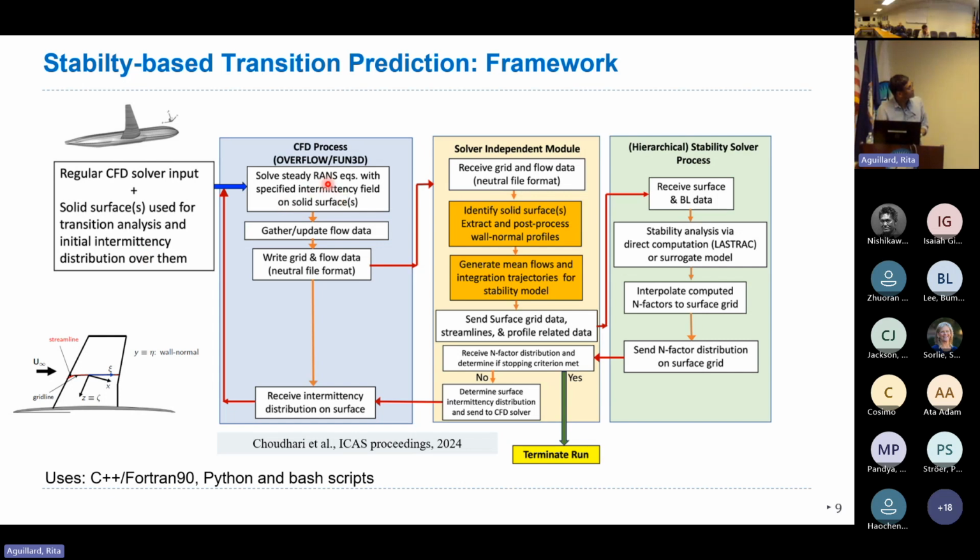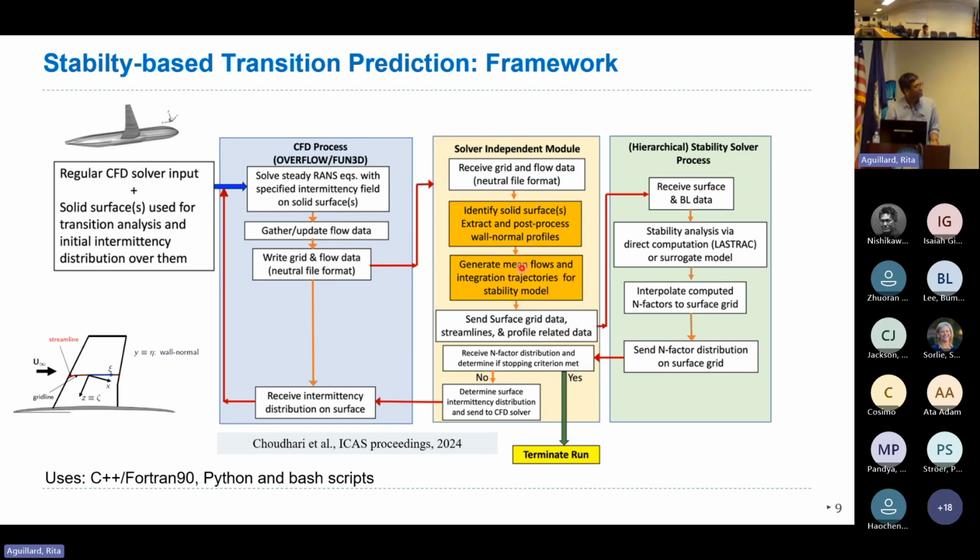So what we will do is we will set a rough location and then solve the basic CFD, have the CFD solver run through your flow, converge it, and then write out the solution file into a neutral file format, which we send to a solver independent module. So this can be coming from any solver of your choice. The solver independent module will receive the grid and the flow data in a neutral format, identify the solid surfaces, build profiles, essentially wall normal velocity profiles, which the stability analysis tool would need, and then write it out in a format that the stability analysis tool will be able to use. And also, you have to find integration streamlines to do the analysis. So it'll build all of that.